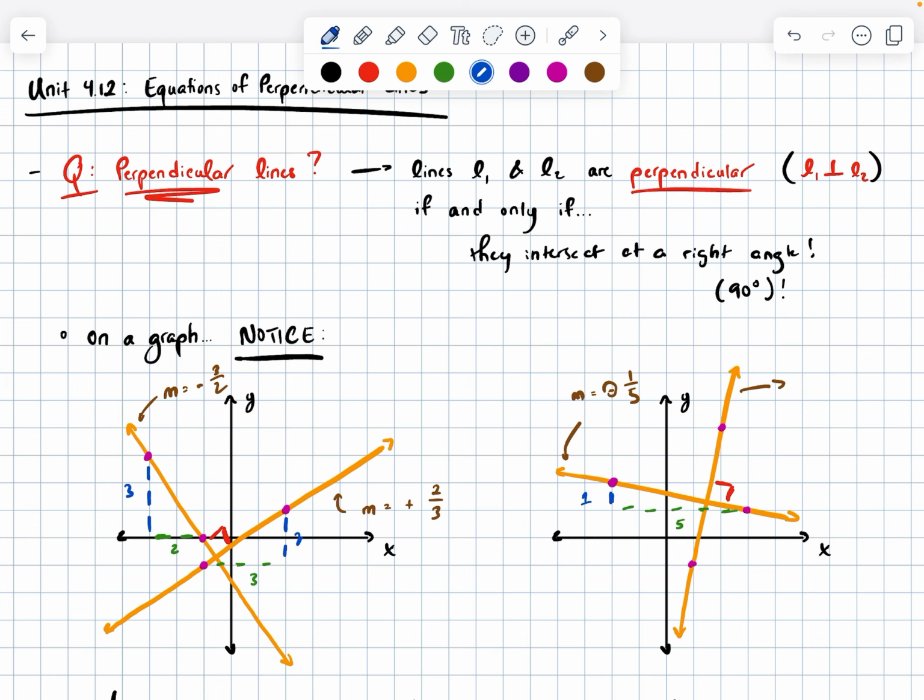But for this guy over here, if I count its rise and run, I'm going up 1, 2, 3, 4, 5, and over 1. So here we have a run of 1 and a rise of 5. Notice it's increasing, so its slope is going to be positive 5 over 1, which can of course be reduced to 5. But take a look at these fractions. What do you notice about the relationship between them? Take 30 seconds. Tell me something here about the relationship between these fractions. Go ahead.